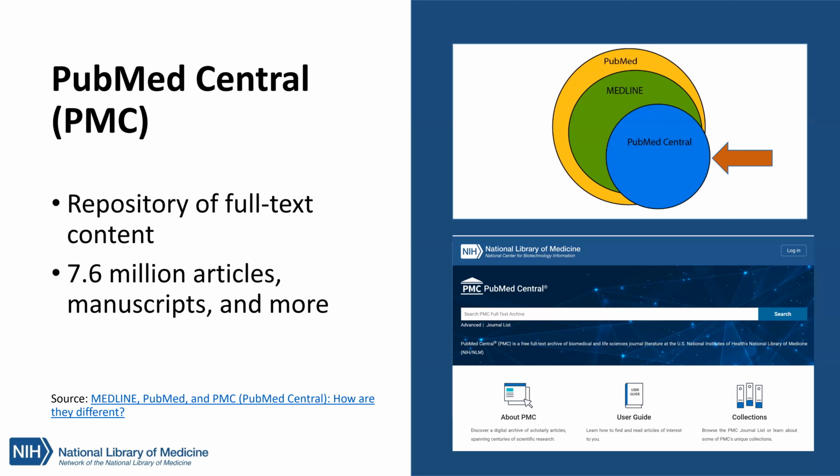And PubMed Central, or PMC, is a repository of full text content. This includes articles, manuscripts, historical content. There's preprint articles in there and a lot more. PubMed Central has 7.6 million documents in it. Most of it is included in PubMed. So when you search in PubMed, most of PubMed Central will be in your search results as well. But there are some things that are out of scope for PubMed that are included in PubMed Central. And those are things like reviews, essays, some historical content.